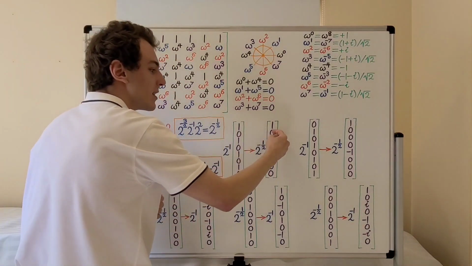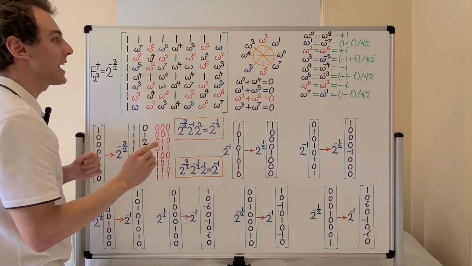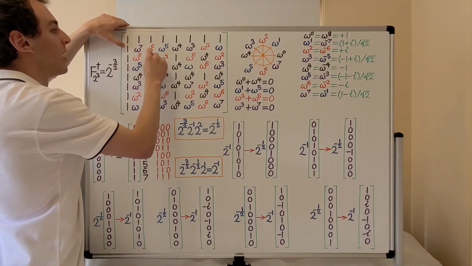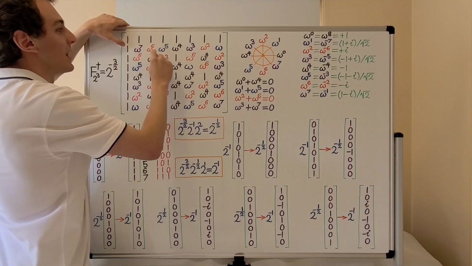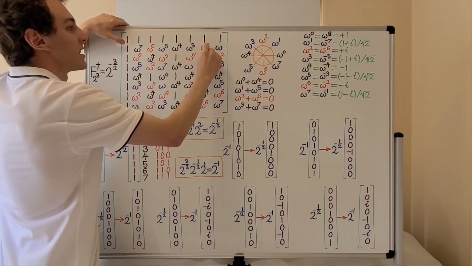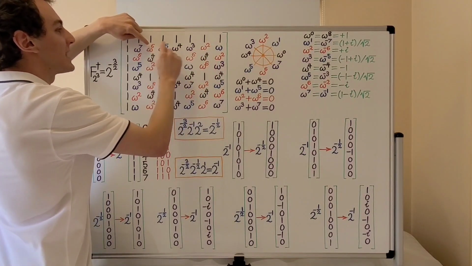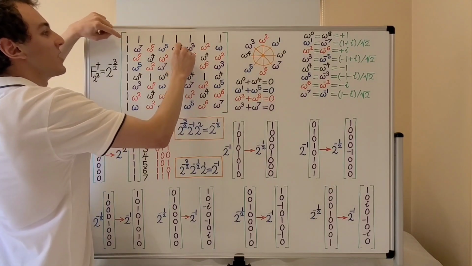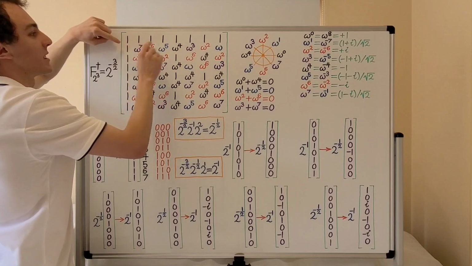Then the next 3 entries are 0. Why is that the case? Well, if we look at the even values, here we have 1, omega to the 6, then we have omega to the 4, and then omega to the 2. We have omega to the 6 and omega to the 2, they're going to cancel each other out, and omega to the 4 and 1, they're going to cancel each other out.